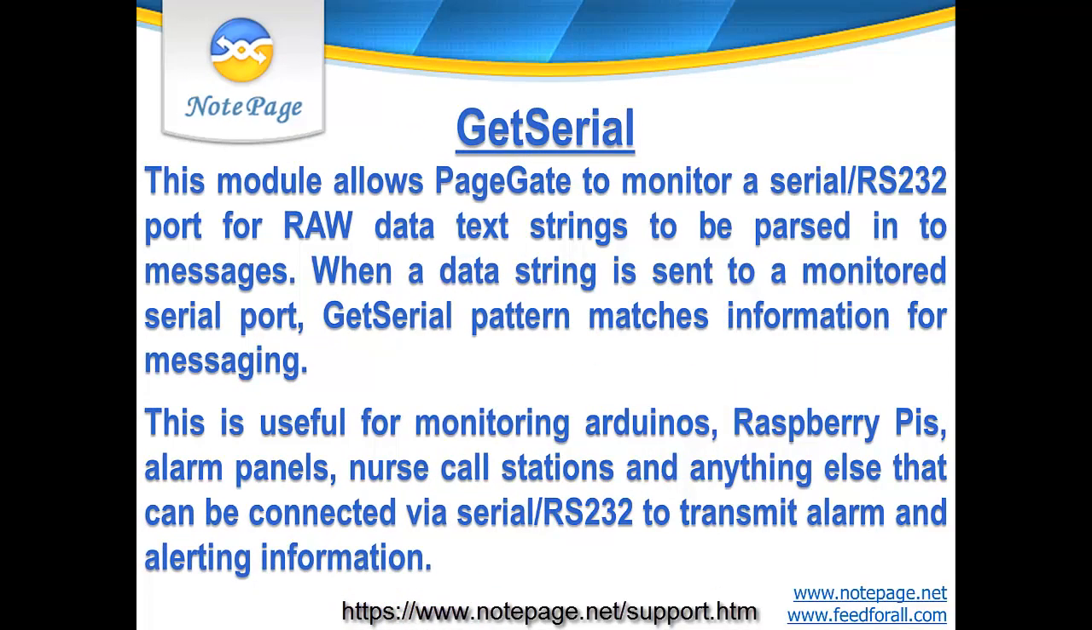Next we have GetSerial. This API allows PageGate to monitor a serial or RS-232 port, whether it's virtual or physical, for raw data text strings to be parsed into outbound messages. When a data string is sent to a monitored serial port, GetSerial pattern matches sections of the data string to parse information for messaging. This is useful for monitoring Arduinos, Raspberry Pis, alarm panels, nurse call stations, and anything else that can be connected via serial or RS-232 cable to transmit alarm and alerting data. We also offer the ability to monitor an array of serial ports with the additional Serial to ASCII module, so you can monitor as many inputs as you may need.